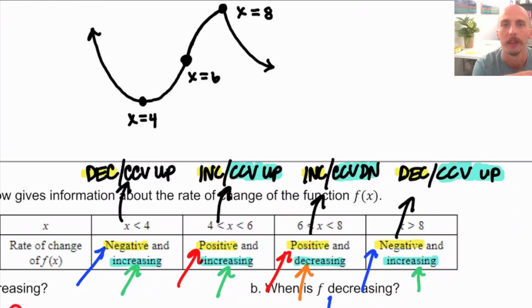All right, so there you have it. My best sketch of what I think this graph might look like. Yours may be a little bit different, but overall, your sketch should look more or less similar to this.